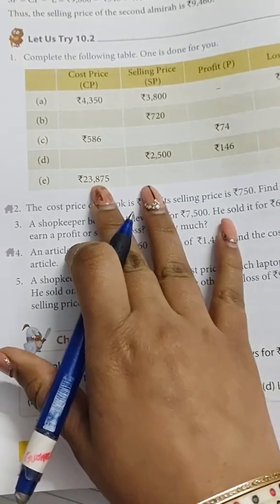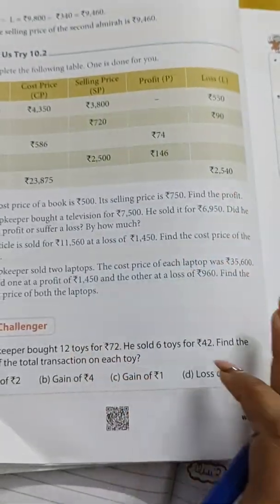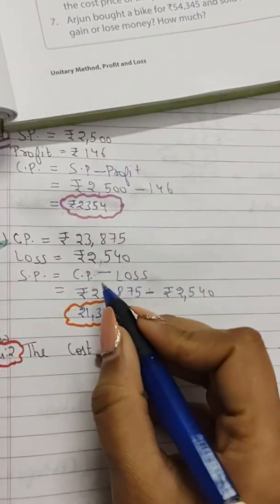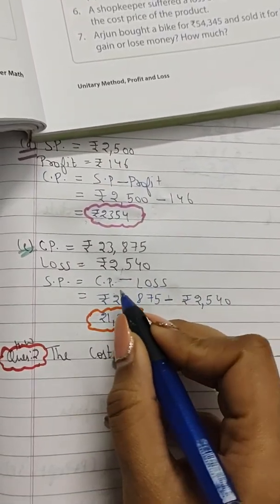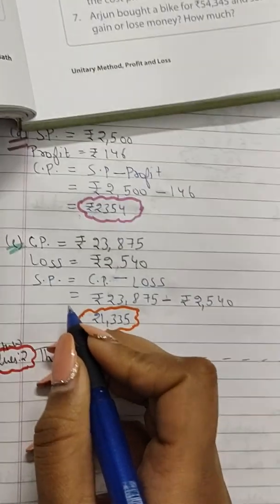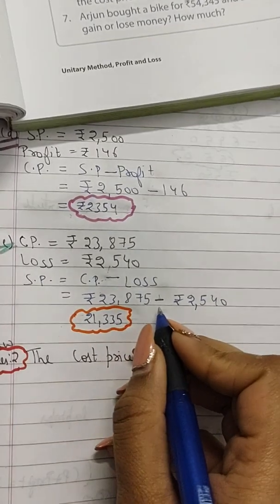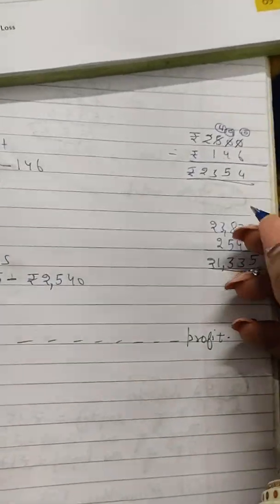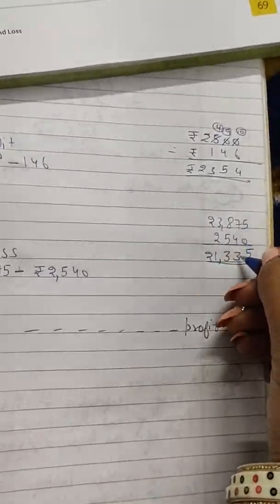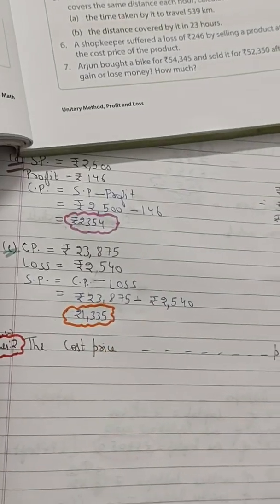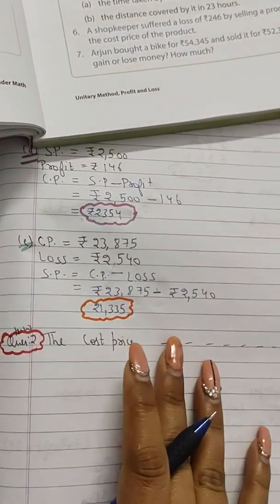Now CP is given here again. CP is given 23,875 and loss is given. We have to find the SP. So here what you will do, CP minus loss, and then you will get the SP. So 23,875 minus 2,540. We will get 21. 5 minus 0, 5. 7 minus 4, 3. 8 minus 5, 3. 3 minus 2, 1, 2. So 21,335 will be the answer.